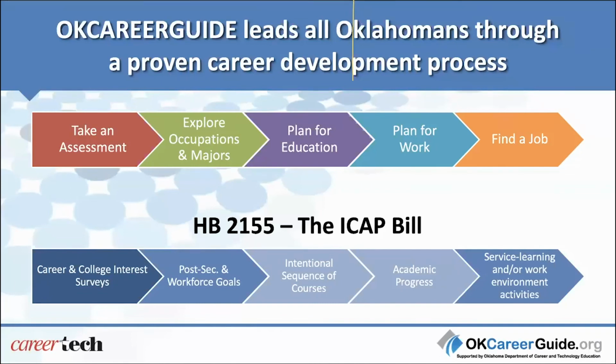And not coincidentally, that follows the ICAP process pretty well. So ICAP meaning the 5 components of ICAP, right? So we learn about ourselves through surveys. We write some goals on how we're going to accomplish what we're going to accomplish throughout high school. Then we create our intentional sequence of courses, or our program of study would be one way to think of it, that simply lays out how we're going to meet those goals. And then we want to monitor our academic progress. And then finally, we want to get our hands on the job in the real world, right?